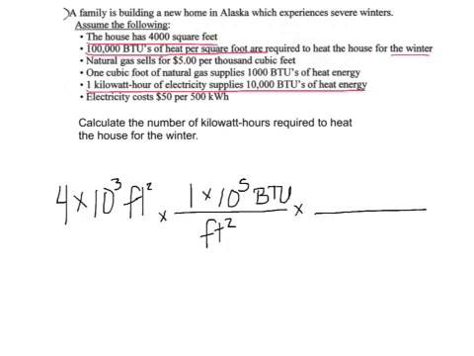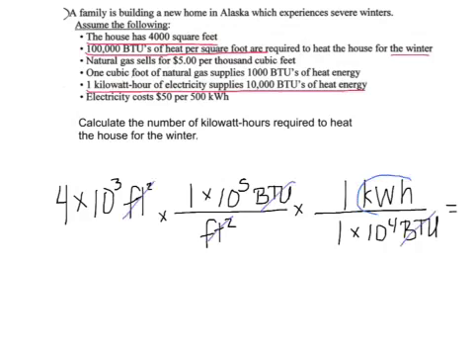And now we can figure out how many kilowatt hours of electricity we need. We know that there are 10,000 BTUs of heat energy per kilowatt hour. So 1 kilowatt hour will get 1 times 10 to the fourth BTUs. So now, you can double check. Units cancel out. We'll end up with kilowatt hours, which is what we are trying to find right now.